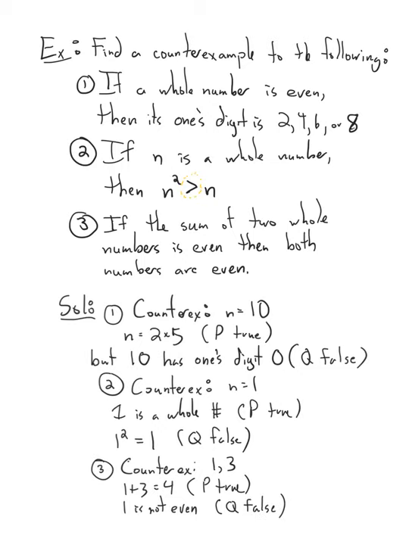So you could either say 1 is not even, that's enough, or 3 is not even, or you could say neither 1 nor 3 is even. But anyway, these are some counterexamples to these 3 conditional statements.